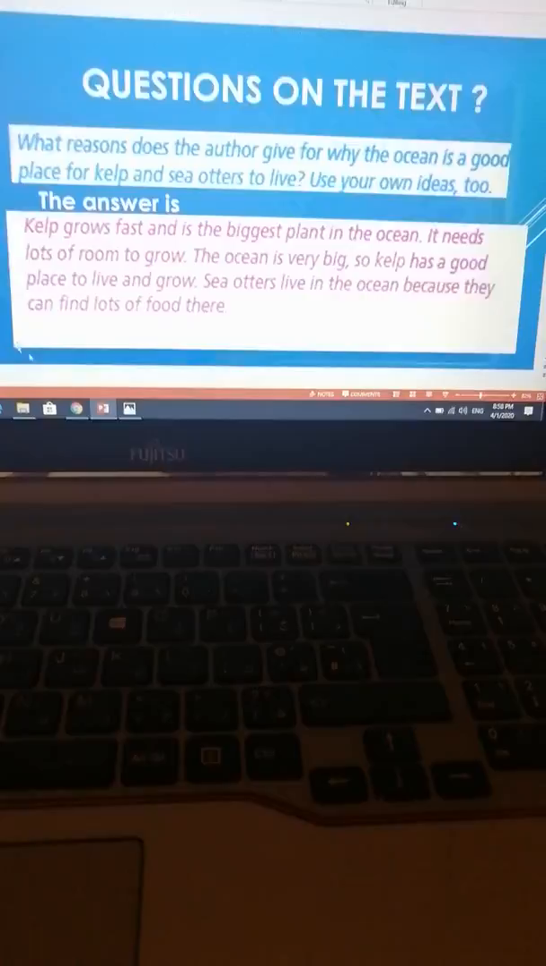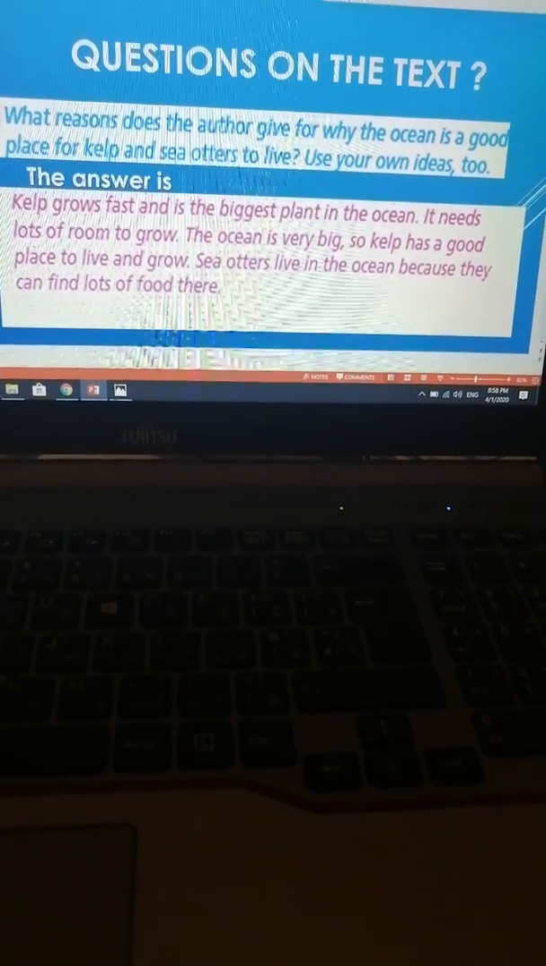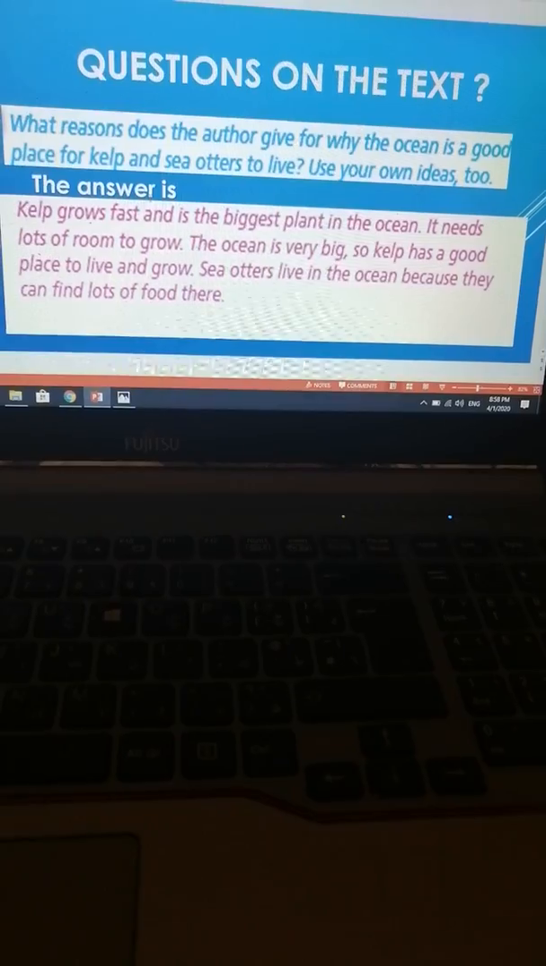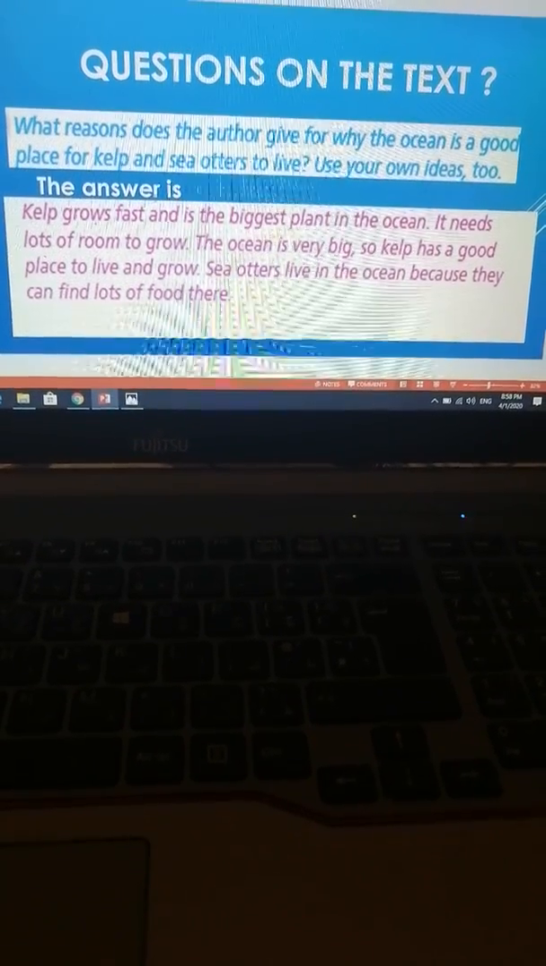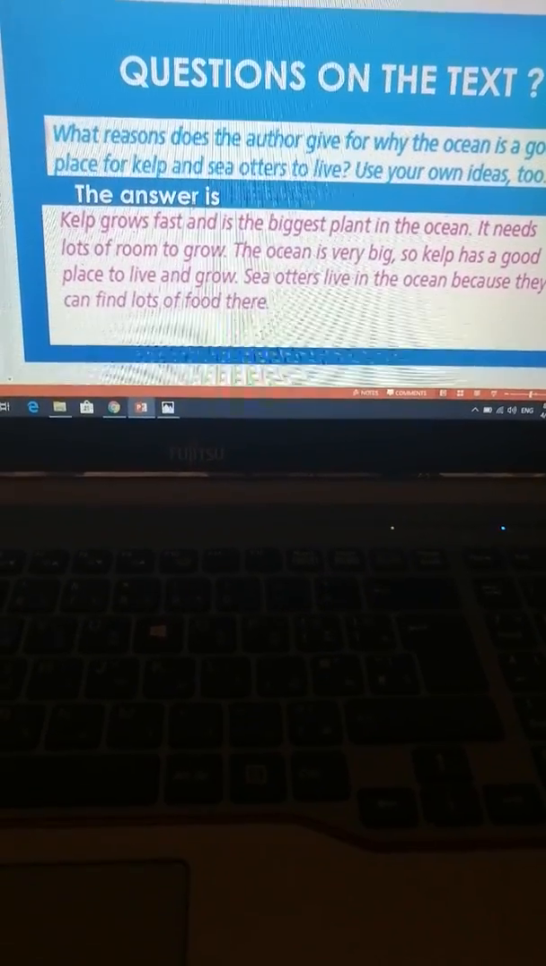Okay. My question here: what reason does the author give for why the ocean is a good home? I asked you this question before. For kelp and sea otters to live.